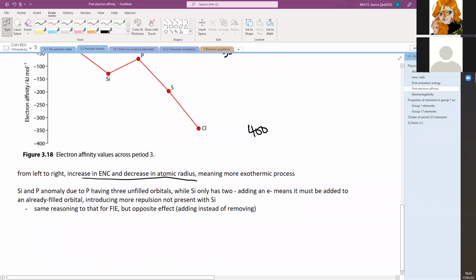Now, I don't think we need to know about this. Silicon and phosphorus anomaly.